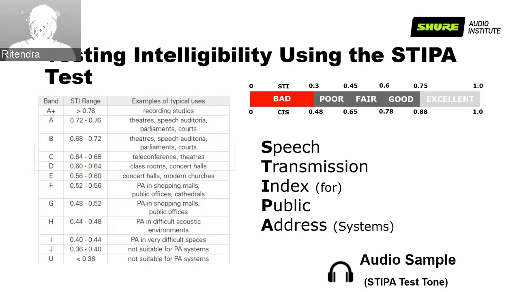So how do we measure the STIPA? To measure the STIPA, you have to have an audio tool which can measure STIPA, and you need to run a STIPA test tone. The STIPA test tone is not the human voice, but it has all the frequency ranges that fall under the human voice range. You play that and it gives you the value accordingly. So I will just play the audio, which will give you the experience of the STIPA test tone.